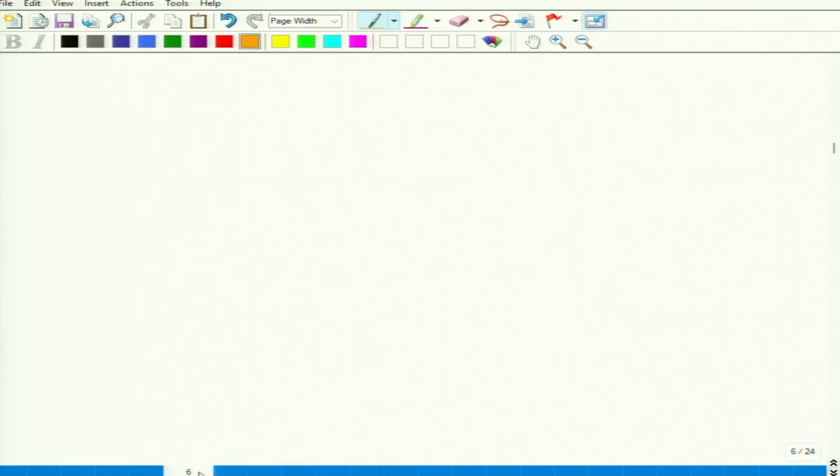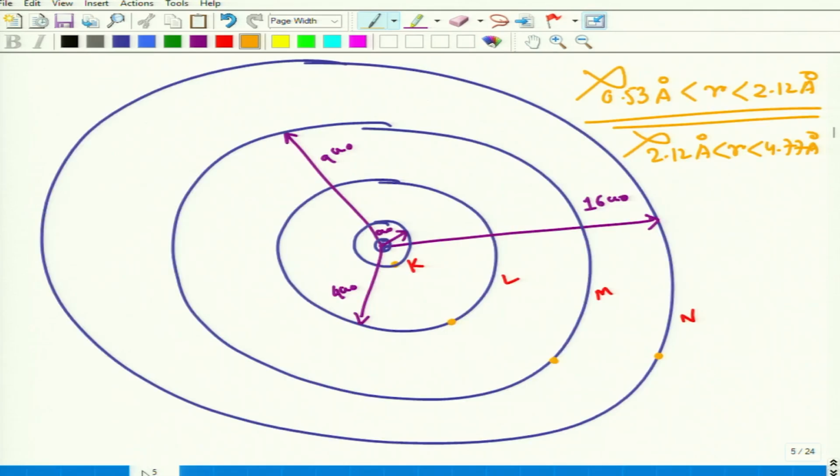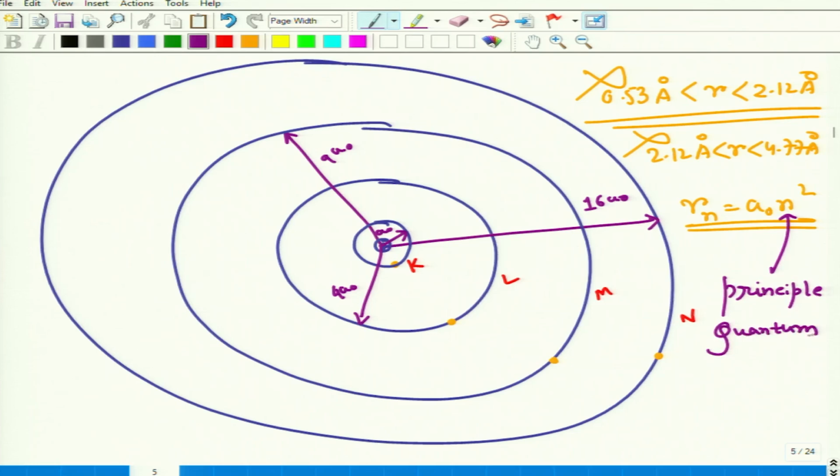So from here we can understand the discreteness. Not every radius is allowed. There are some specific radii that are allowed, which are a naught n square. These radii are allowed, so n determines the allowed radius, the orbits. That is why it is called the principal quantum number. Due to n, the quantization appears. So n is called the principal quantum number, very very important.